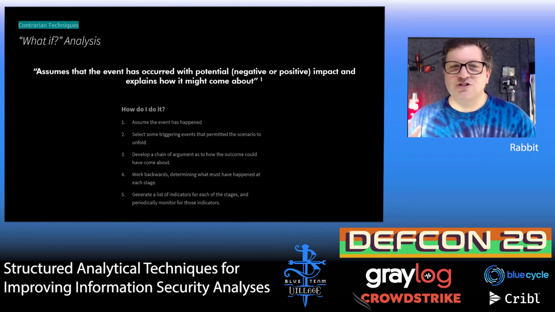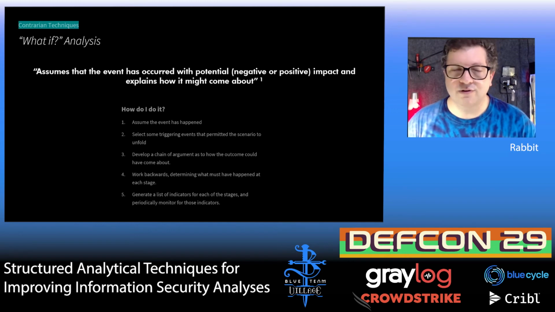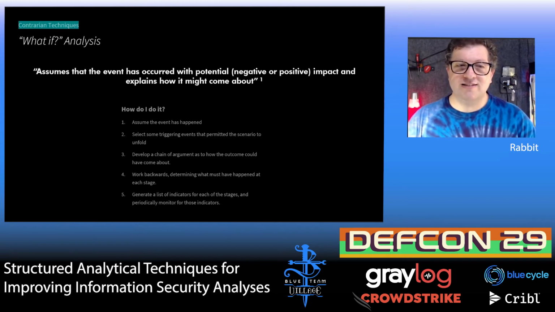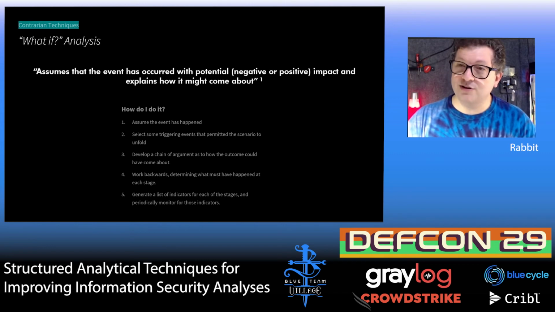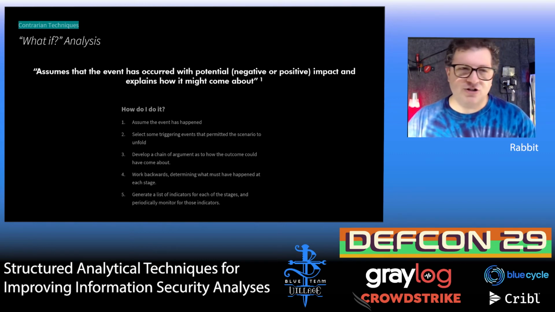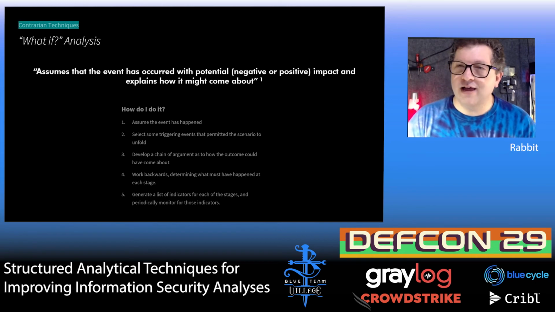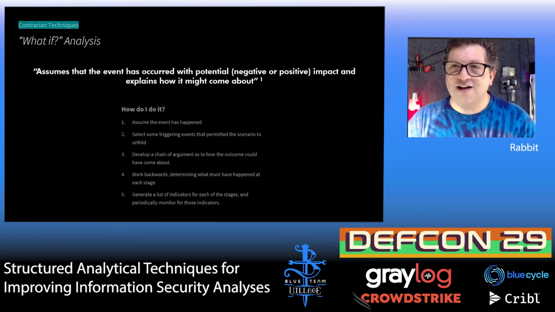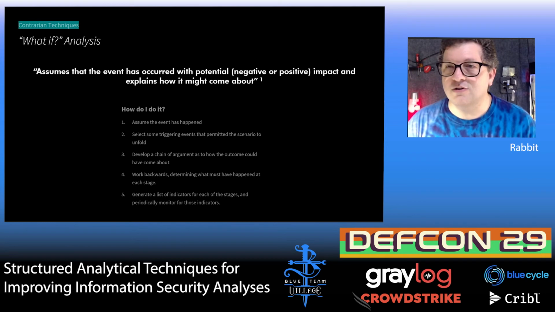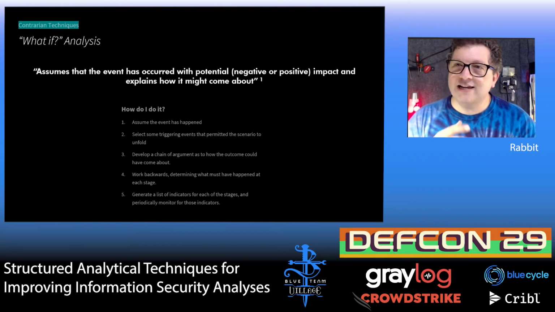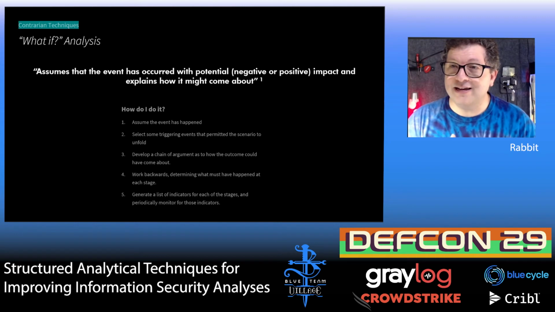So you start by assuming the event has happened. You select some triggering events that may have permitted the scenario to unfold. You develop a chain of argument as to how the outcome could have come about. And you work backwards, as I mentioned, and you generate a list of indicators for each of those stages. So now you've, with your high impact, low likelihood analysis, identified things you might monitor or consider important for detecting if it's starting or in progress. You've now got additional indicators for if activity is happening in each stage.